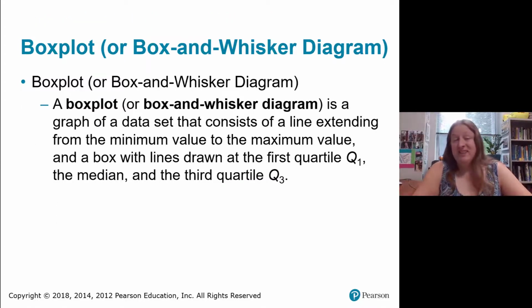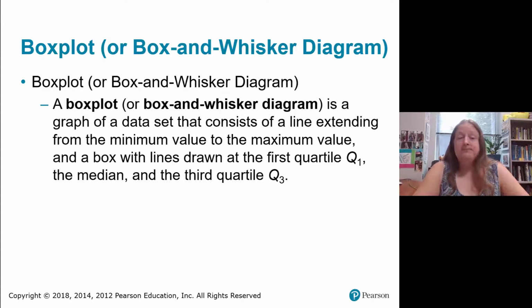Those 5-number summaries are great, but sometimes looking at the numbers, it's hard to really get a feel for how far apart these things are. And that's where box plots come in. They're also called box and whisker diagrams or box and whisker plots.